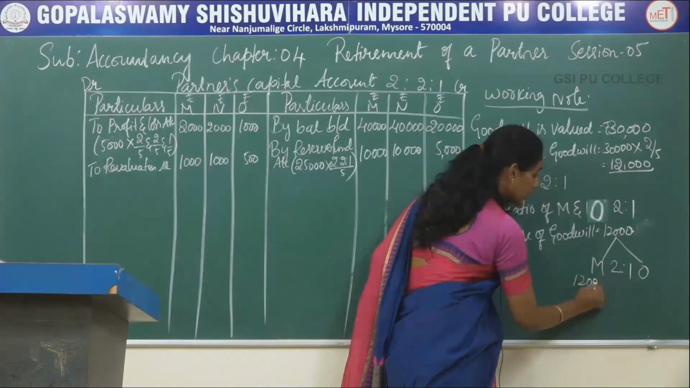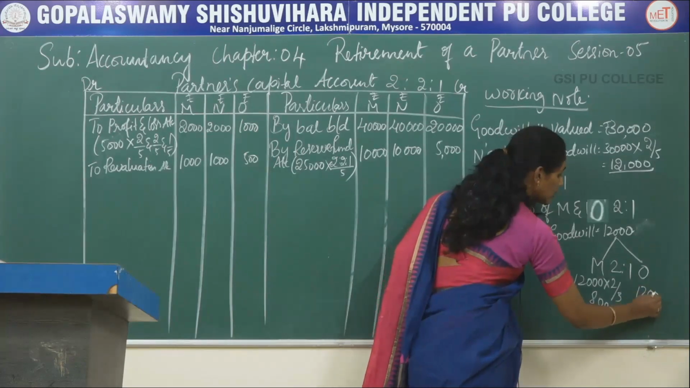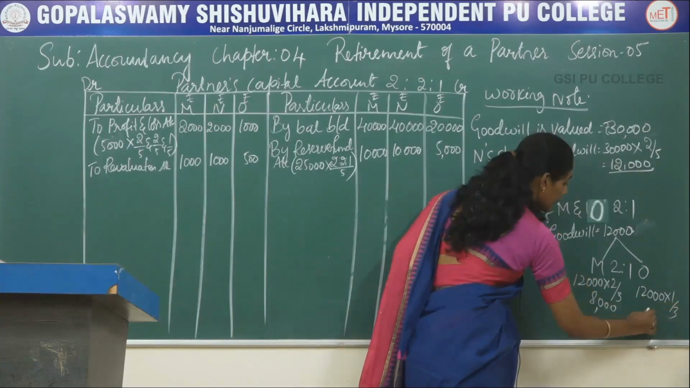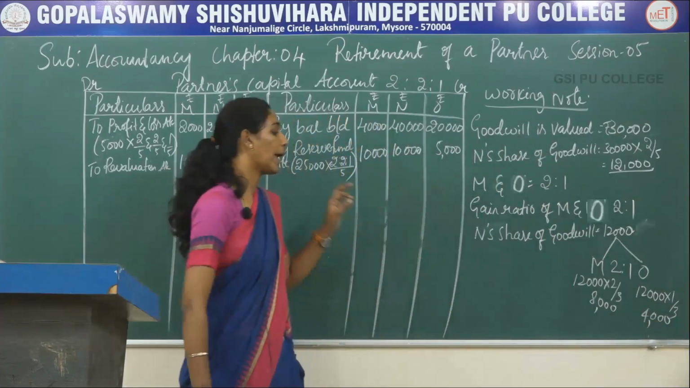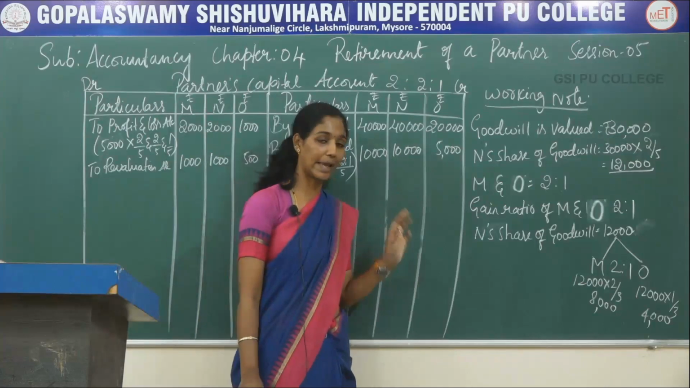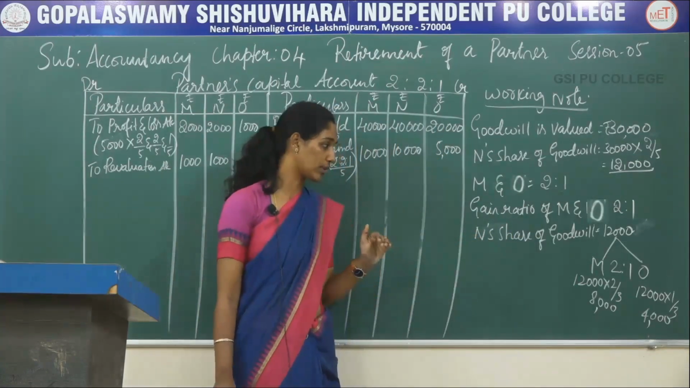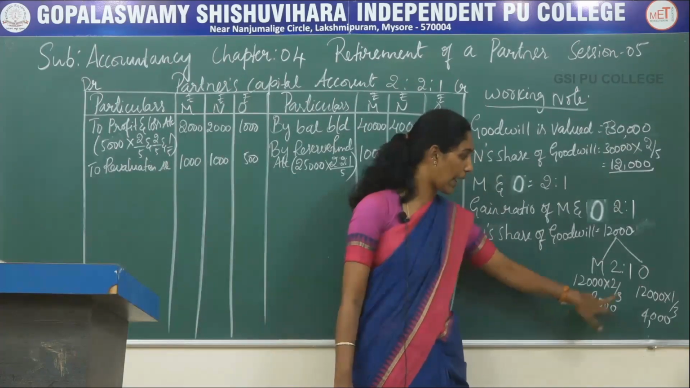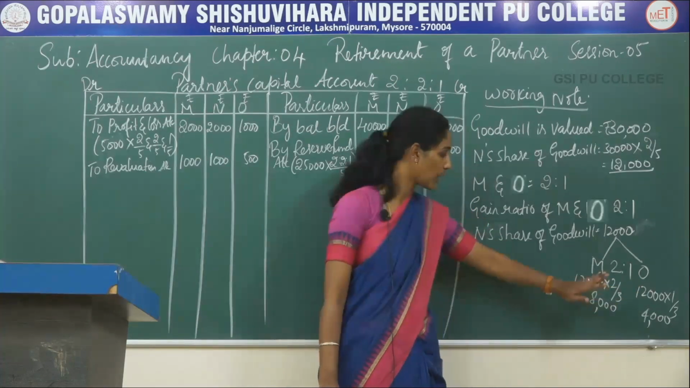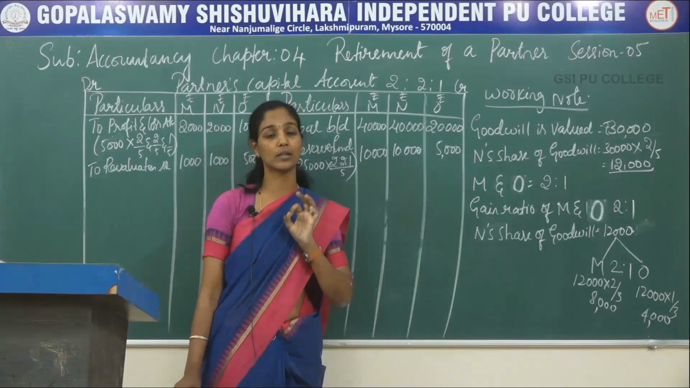So 12,000 into 2/3 comes to 8,000. 12,000 into 1/3 comes to 4,000. So here M's share of goodwill is 8,000 whereas O's share of goodwill is 4,000. When N retires, M gives 8,000 and O gives 4,000. So this is the goodwill adjustment as per AS26 when goodwill is valued.